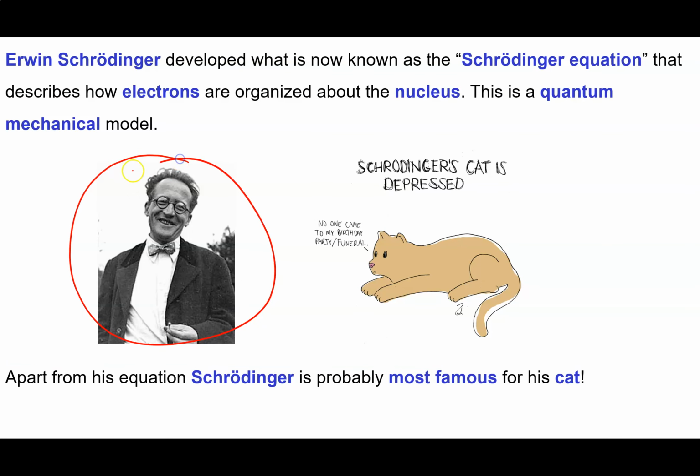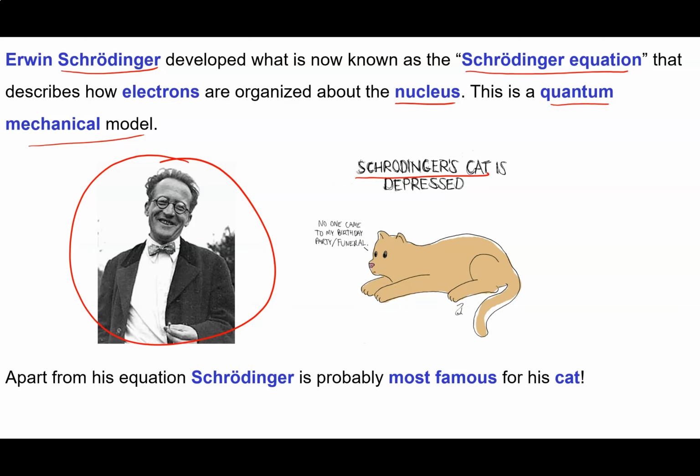So this guy here, his name is Erwin Schrodinger, super interesting guy, developed what is now known as the Schrodinger Equation. And the Schrodinger Equation is useful because it can predict how electrons are organized around the nucleus of an atom. And this is a quantum mechanical model, which means that it's a statistical model. So statistics can kind of be a little bit weird, and probably the most famous example of quantum weirdness is the concept of Schrodinger's cat, which is a thought experiment that Erwin Schrodinger came up with to illustrate some of the weird results that can come from his model.